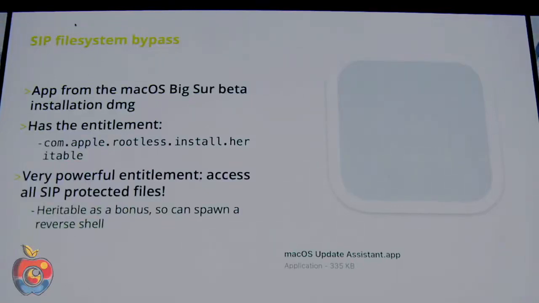I'm really not sure what it's supposed to do, but it has the entitlement com.apple.rootless.install.heritable. And what this entitlement basically means is that it can access any SIP protected files. And it's also heritable, which is a nice bonus because then you can just spawn a shell or something like that. You don't need to work within the process itself. And even though this was included on the beta disk image, I could just copy it into a macOS environment, and there the application would still open as normal.